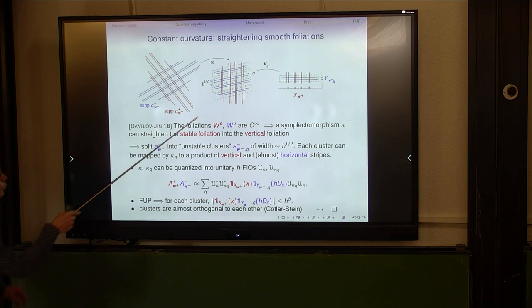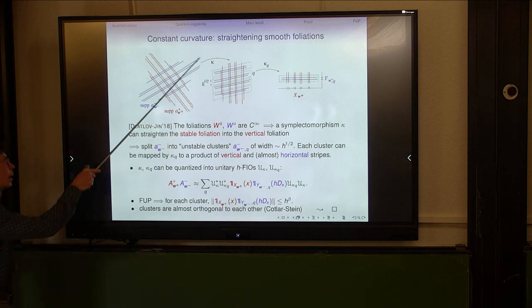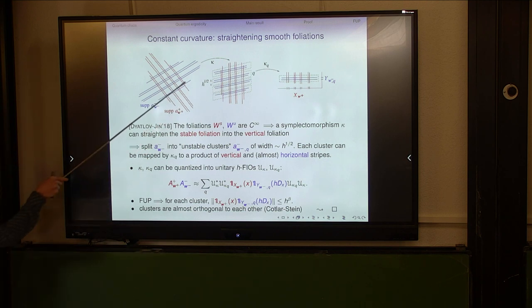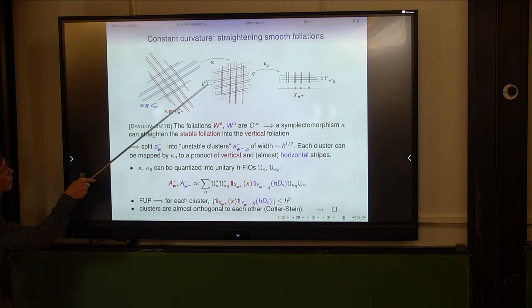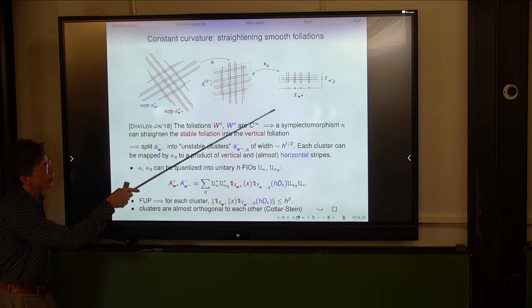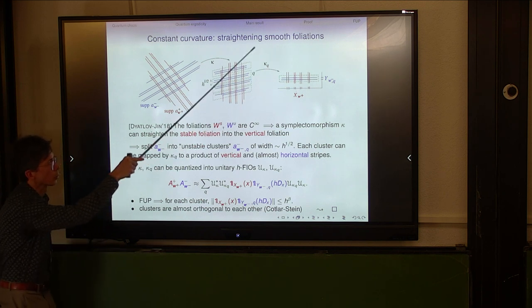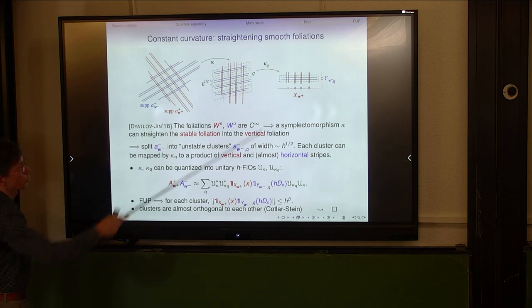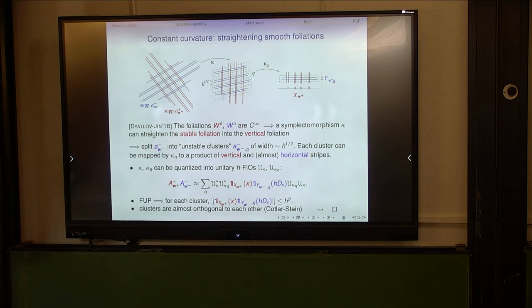But you can do it after cutting things into small pieces. You can cut into very thin pieces, which we call clusters. Clusters are just a thin partition of these bands here, and each cluster can be straightened approximately into vertical versus horizontal pieces. So up to this cluster decomposition, we can now end up with something which really resembles what we had for this fractal uncertainty principle.